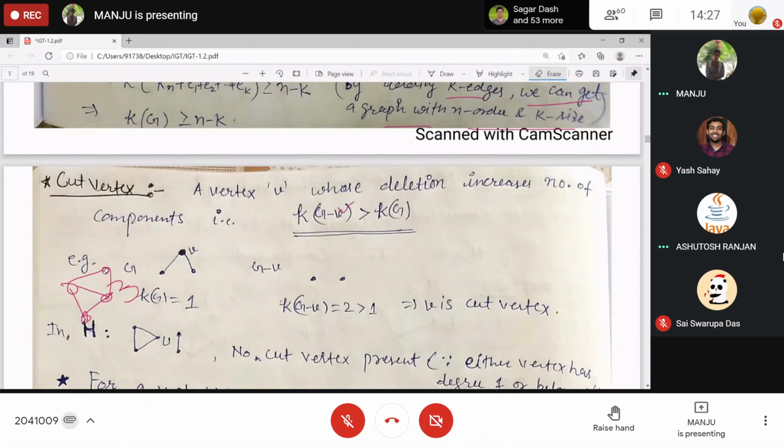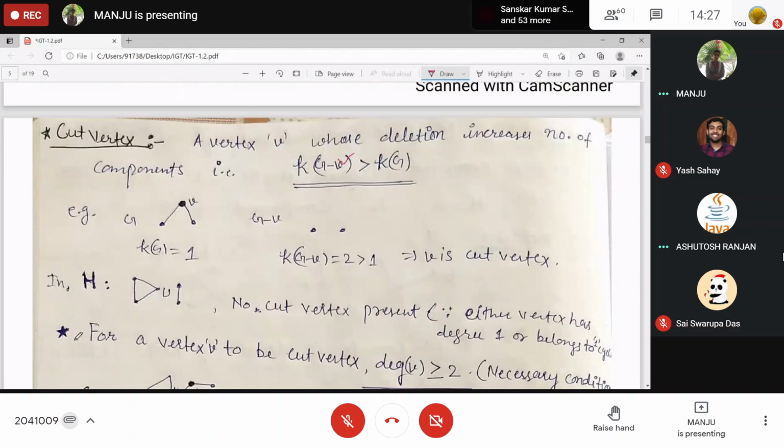Next is how many cut vertices are present in PN, CN, KN. This one is done. For a vertex to be a cut vertex, the degree condition is this one. This is only a necessary condition, not sufficient.